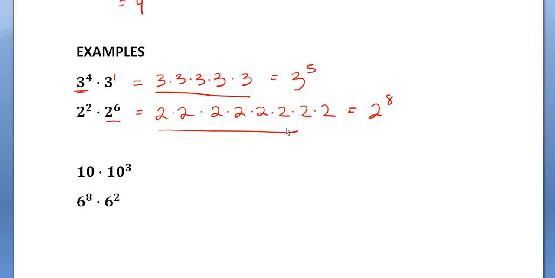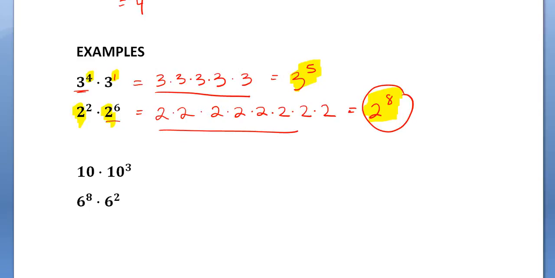You might have noticed that there's a shortcut here. Take a look at these answers and see if there's a way to get them without writing out this whole long multiplication problem. When you want to multiply powers, if they have the same base, you can just add their exponents. You can see on this one, there's an exponent of 2 and 6. So if I'm multiplying these powers, I get 2 to the 8th power. Same thing up here. If I had just added the exponents, I would have gotten 3 to the 5th power.